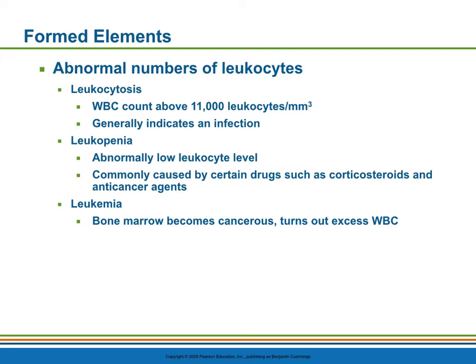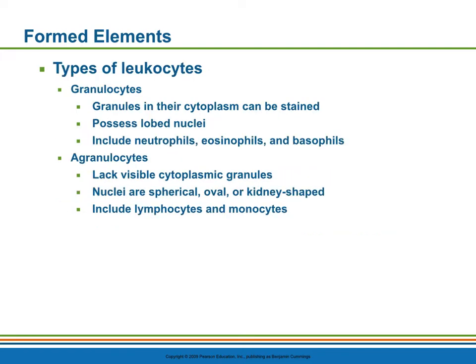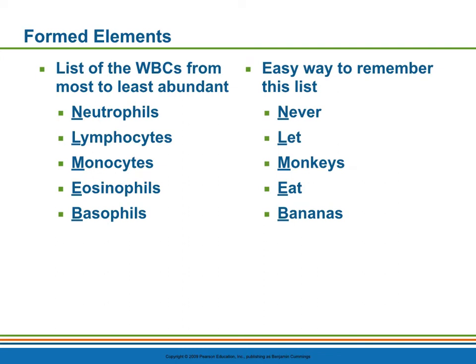Leukocytosis generally indicates that a bacterial or viral infection is stewing in the body, and the opposite condition, leukopenia, is caused by certain drugs such as corticosteroids and anti-cancer agents. In leukemia, the bone marrow becomes cancerous and huge numbers of white blood cells are turned out very rapidly. Now, white blood cells are classified into two major groups, the granulocytes and the agranulocytes, depending on whether or not they contain granules in their cytoplasm. This phrase, never let monkeys eat bananas, can help you remember the most abundant to the least abundant of the white blood cells.